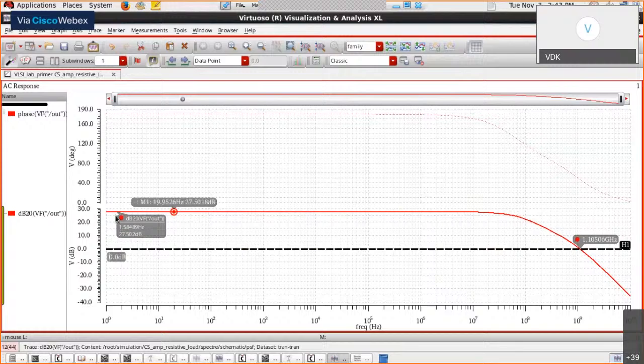Next, what we are trying to do is to modify this circuit to a common source amplifier with a PMOS active current source load. Sir, what would be the procedure if there are more than one transistor? Let us assume the load is also a transistor. Exactly, that's the next circuit. The next circuit is going to be a CS amplifier with a PMOS load.